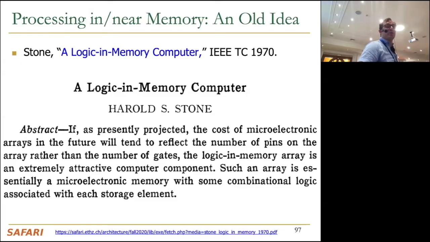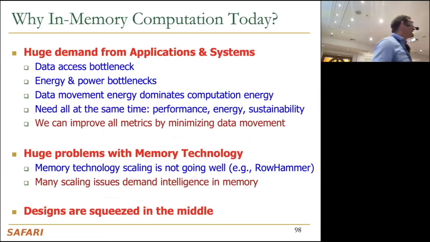Of course, with any old idea, people have worked on it for 60 years or so. You may ask, why is it interesting today again? Are we rehashing the beans? I would argue that we're in a very different situation today compared to the 1960s, 70s, 80s, 90s, 2000s, 2010s. The 2020s are very different. Basically, we have nowhere to escape. We have a huge demand from applications and systems, as we've discussed. I'm not going to repeat all of these. I already said that. And we want to improve all metrics.